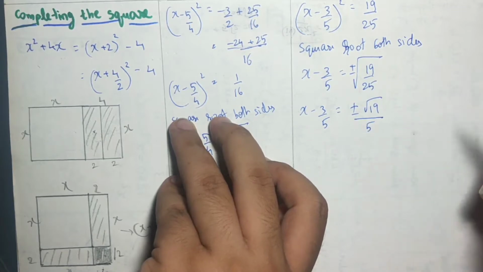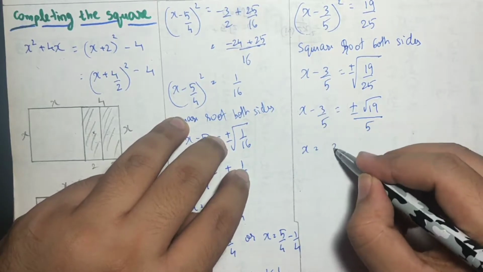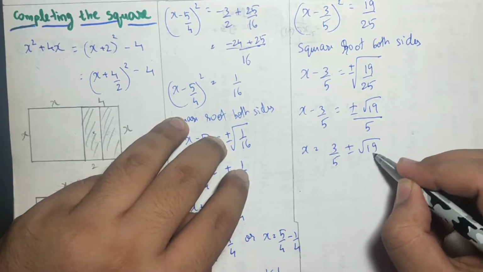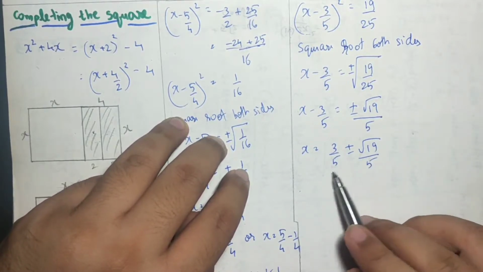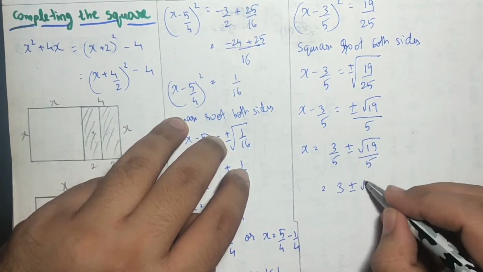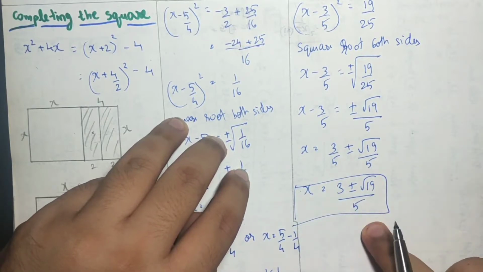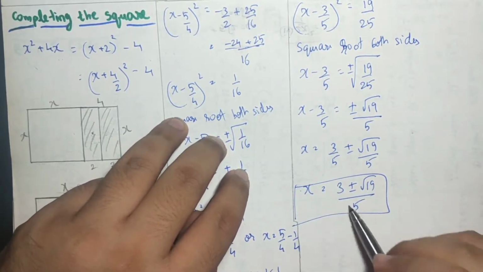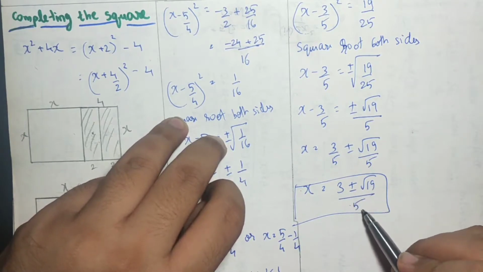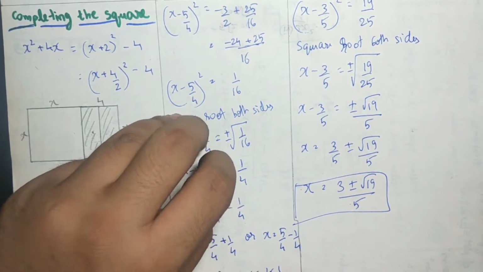It will become 5. Now take 3 by 5 on that side. Minus 3 by 5 will become plus 3 by 5 on going to the right hand side. Plus minus root 19 by 5. As the denominators are same, so no need to take LCM. 3 plus minus root 19 by 5. These are two roots, but we cannot solve them. One is 3 plus root 19 by 5 and the other is 3 minus root 19 by 5. So these are two roots, but we cannot solve them. So this is our final answer.